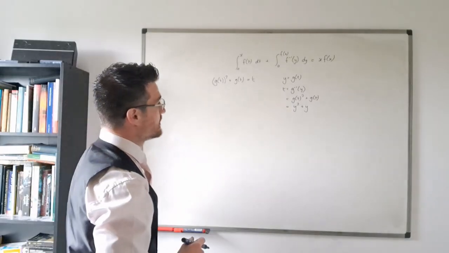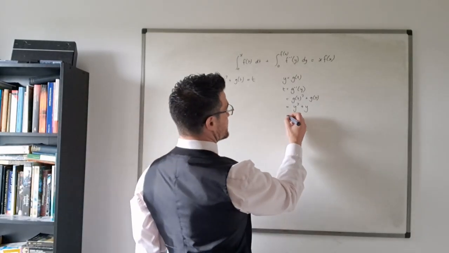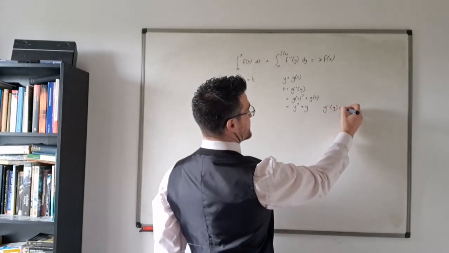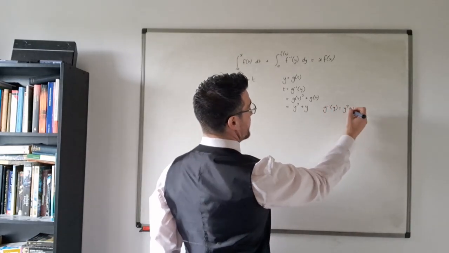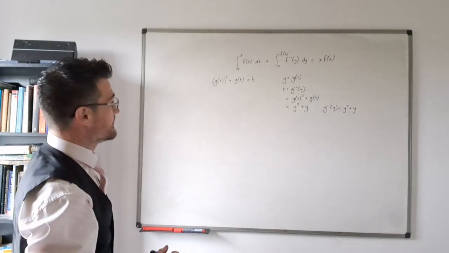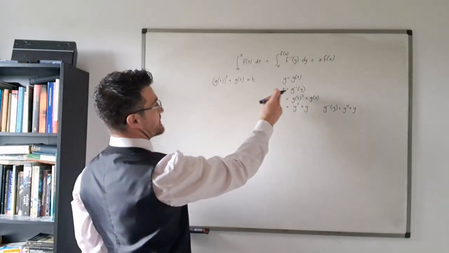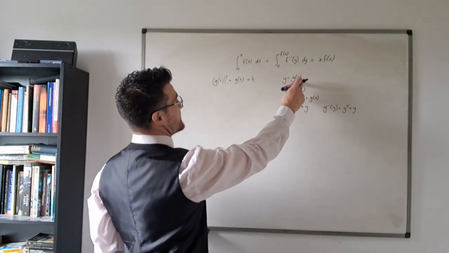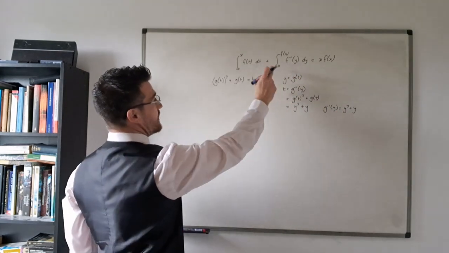Okay, so in other words, g inverse of y is equal to y cubed plus y. That's going to be important for us. So we've got an expression for g of t. We've got g of t, but we've also got g inverse of y.